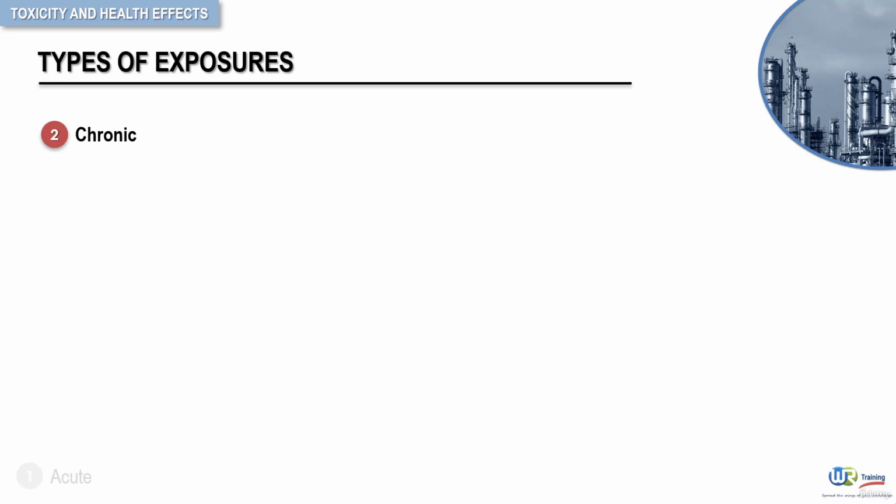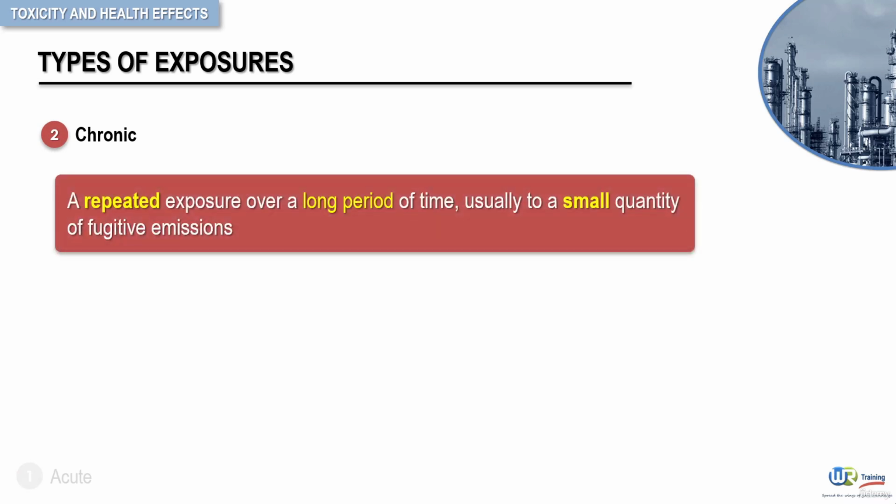A chronic exposure is a repeated exposure over a long period of time, usually to a small quantity of fugitive emissions from flanges, valves, pumps, sampling, loading, and unloading operations. The exposure levels may be too small to cause any immediate health effects. Exposure may last for months or years.